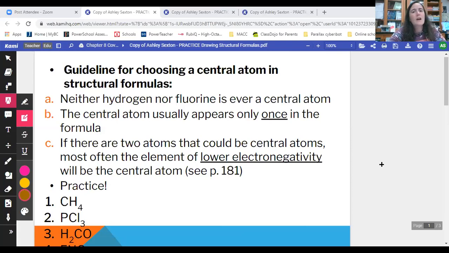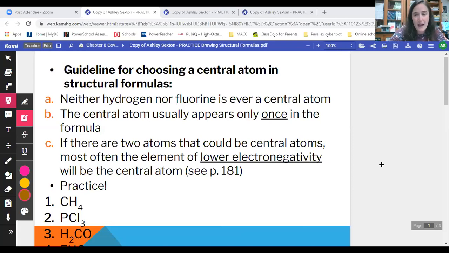All right. When we do a central atom for a structural formula, we first need to figure out, obviously, the one that goes in the middle. That's what we're looking for, the central atom. Hydrogen or fluorine, neither of them can be considered the central atom. Now, the example I gave you with hydrogen and fluorine, they were the only 2, and they just made a nice little straight line. If it's going to make more of a shape to it, we can't put those in the middle. They can only go on the ends, okay? Typically, our central atom usually appears only once in the formula.